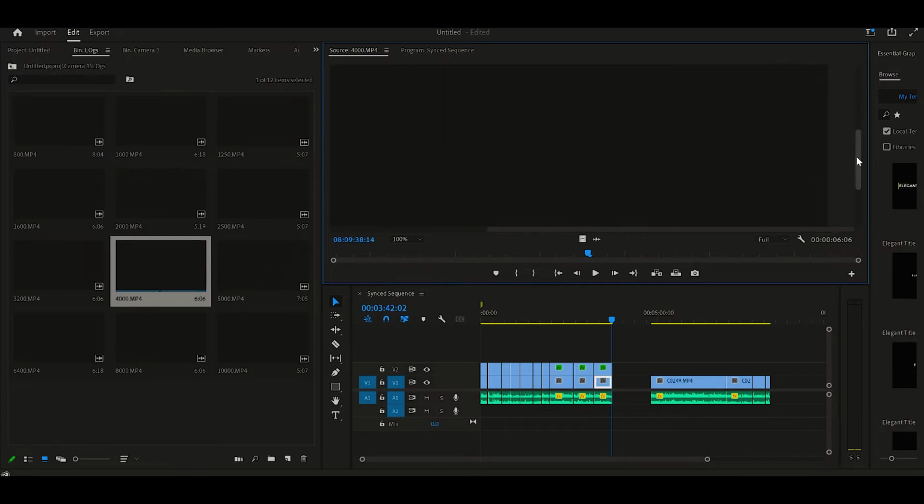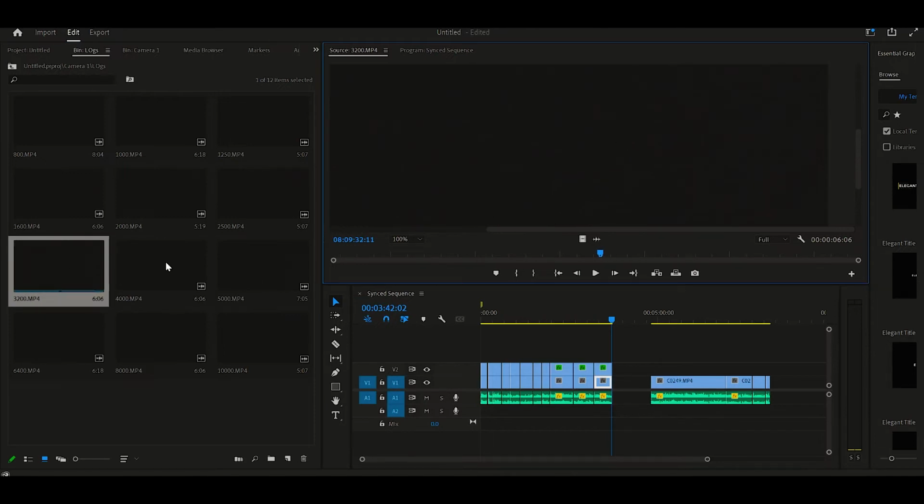Can you see how clean it is? Let me go back to ISO 3200. Can you see the noise? Can you see ISO 4000 here? Can you see how clean it is?